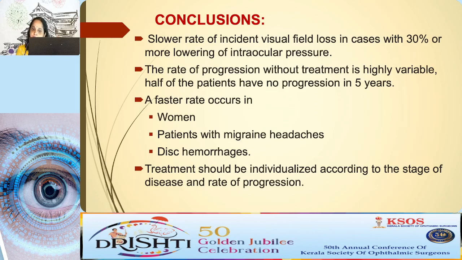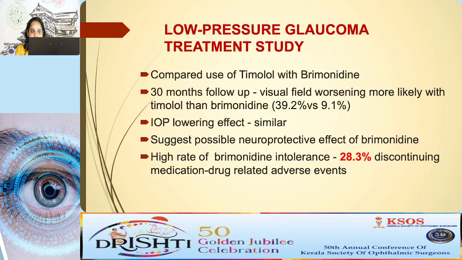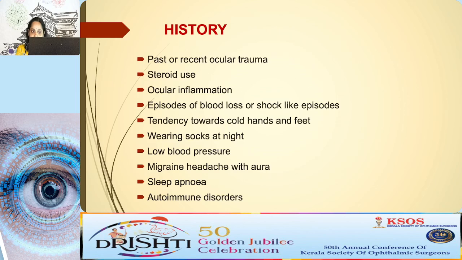Half of the patients have no progression in 5 years. A faster rate of progression occurred in females, patients with migraine, headache, and disc hemorrhages. So treatment should be individualized according to the stage of the disease and rate of progression. Another relevant study in NTG is the Low-pressure Glaucoma Treatment Study, which compared the use of timolol with brimonidine. After 3 years follow-up, visual field worsening was more likely with timolol than brimonidine, and the IOP lowering effect was similar, but there was a high rate of brimonidine intolerance, and 28.3% of patients discontinued medication.